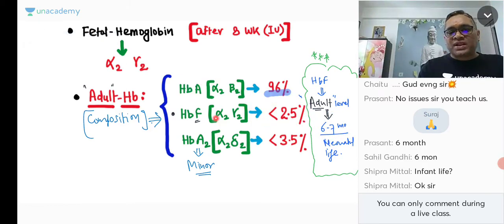Adult hemoglobin is 96%, fetal hemoglobin 2.5%, and minor hemoglobin, which is alpha 2 delta 2, that is also very, very important. Alpha 2 delta 2 will be less than 3.5%. Clear? So that's all. Now we will be moving to the hemoglobin disorders.